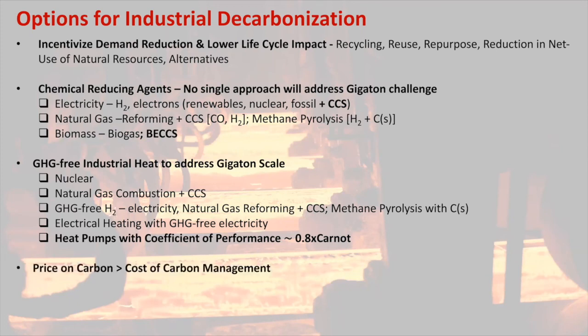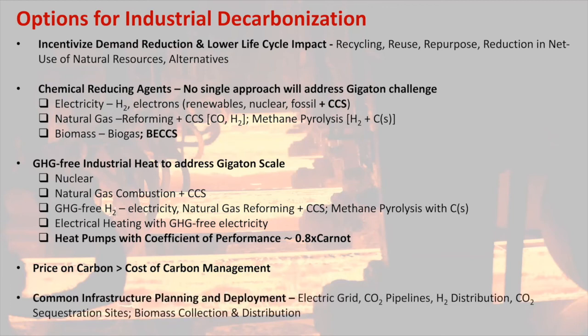Finally, if you are to get the gigaton scale, you got to have a price on carbon, whether it's a direct price on carbon like a carbon tax or an indirect price of carbon, which is like a cap or a clean energy standard. And that price has to be greater than the cost of carbon management. Otherwise, people will pay the penalty of the cost and not do anything about it. So it's very important to have this price, direct or indirect.